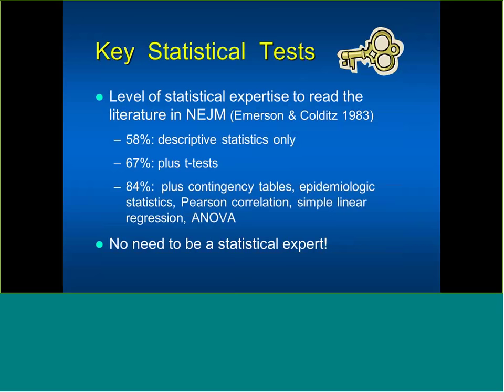And then if you could understand contingency tables, epidemiological statistics, this is just really sensitivity, specificity, negative and positive predictive value, Pearson correlation, regression, analysis of variance, then you would understand 84%. So you have a good grasp of the literature if you just get up to that level. This paper is old, so I think statistics have gotten a little bit more advanced over the years. But I still think it holds true that you don't need to be a statistical expert in order to understand the literature. A lot of the tests you see are really variations on these basic themes.